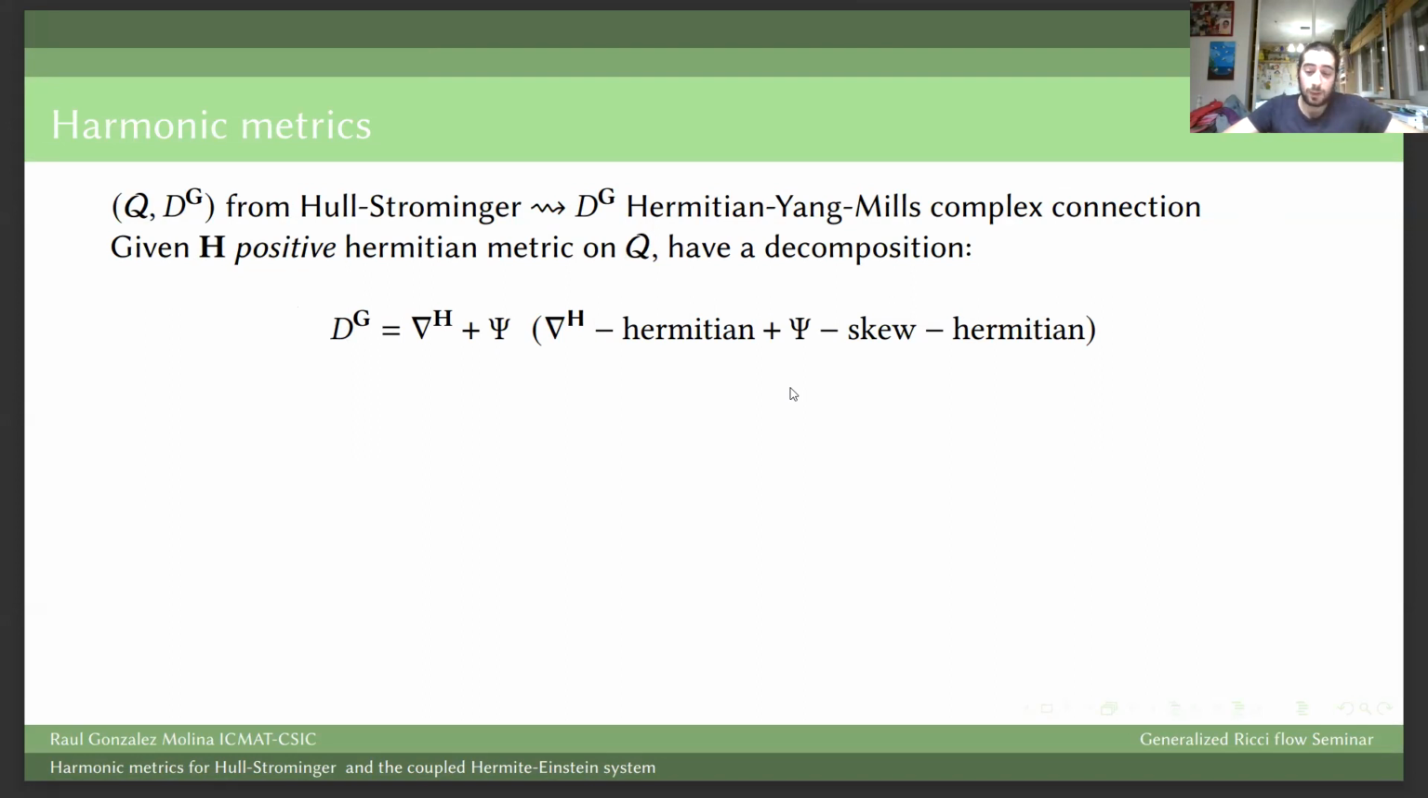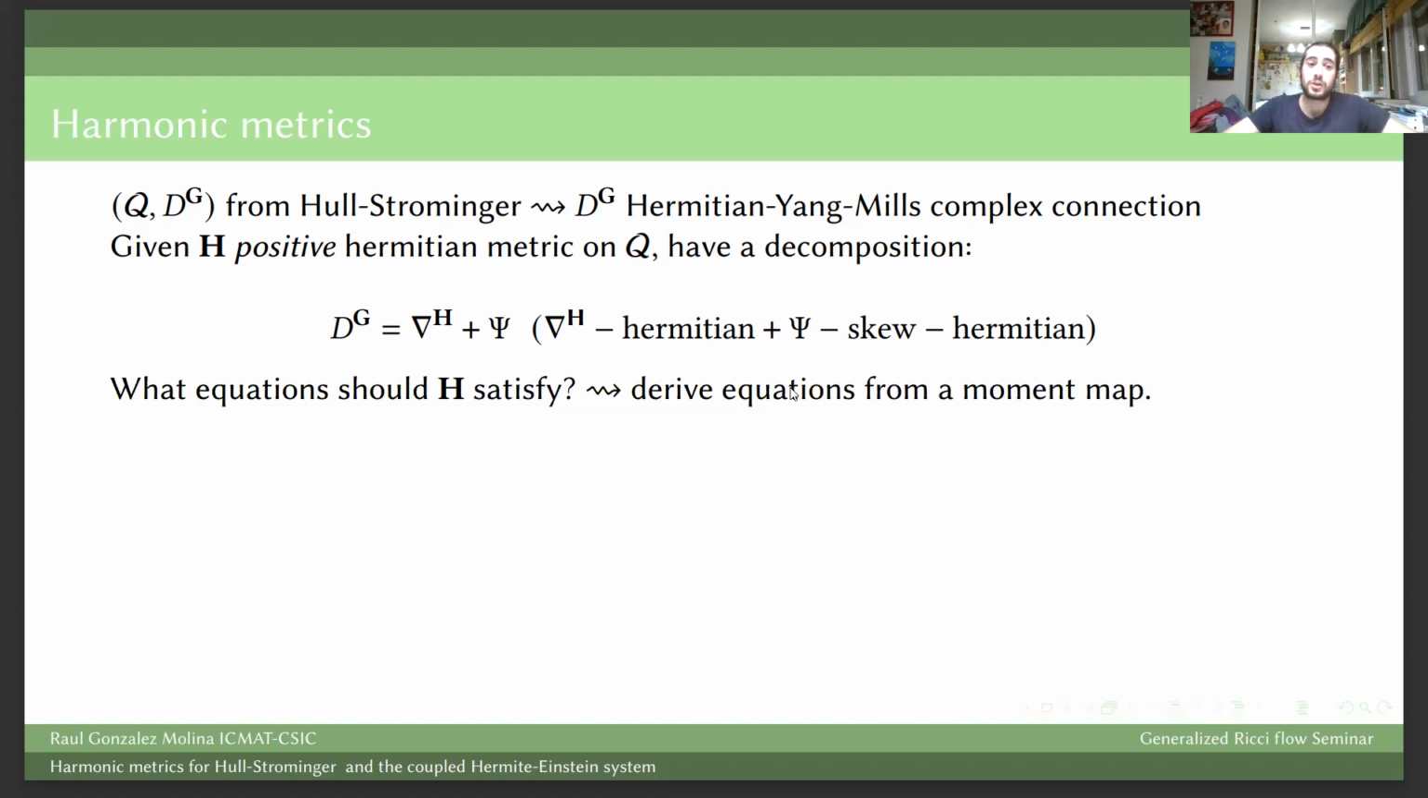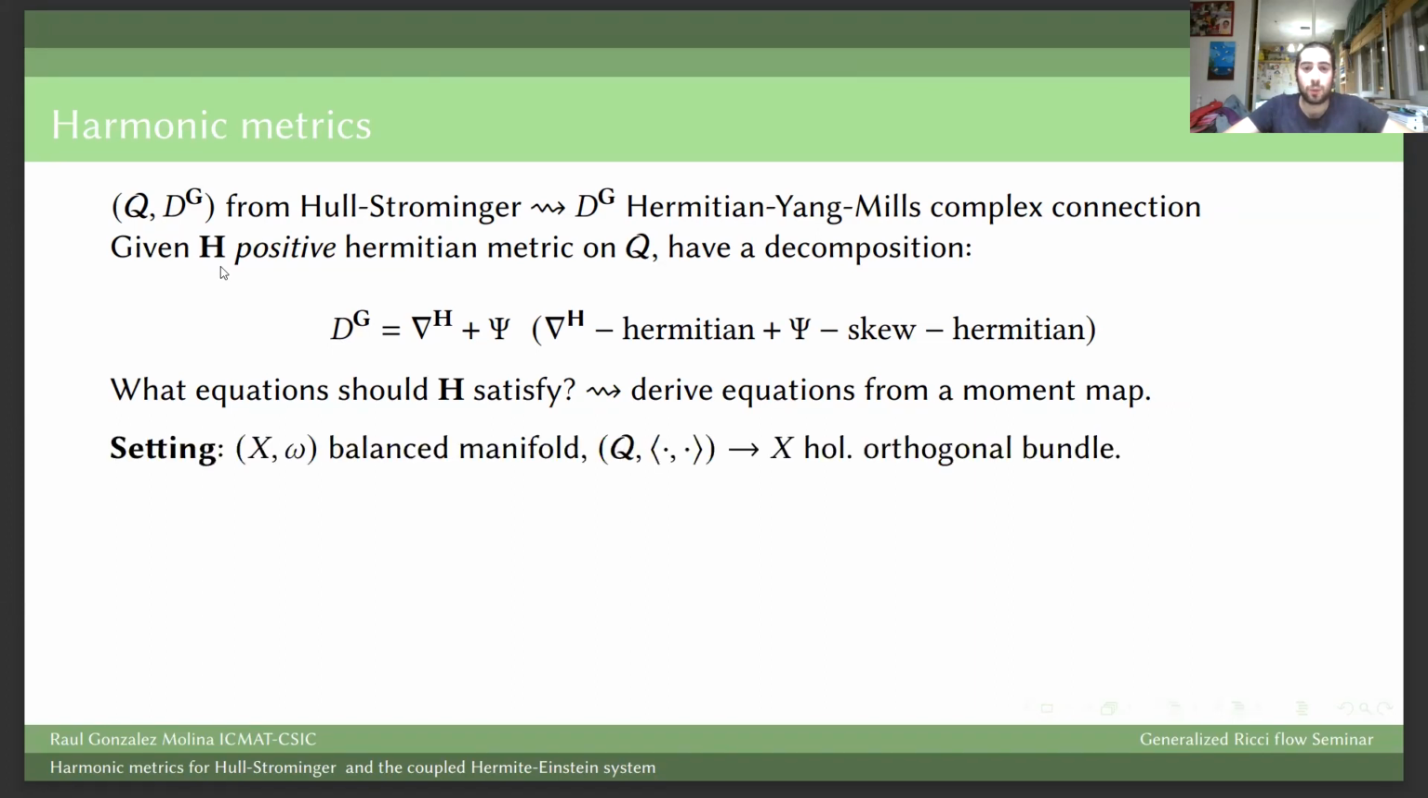Now the question is translated to these Higgs fields. So now, what equations should we impose on Higgs fields, or what are the Hermitian metrics we want to consider? And the proposal is to derive some equations for Higgs fields from a moment map. And this will do the following. So my setting will be this one. I will consider a balanced manifold. Here X will be compact complex, and omega a balanced metric.